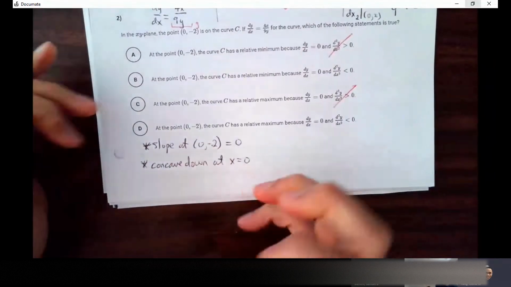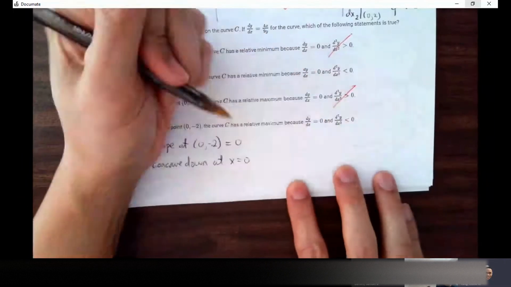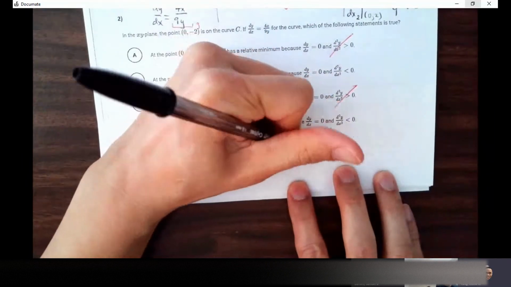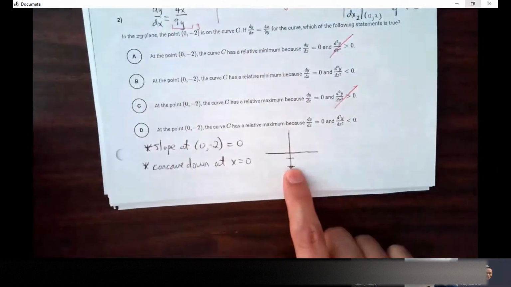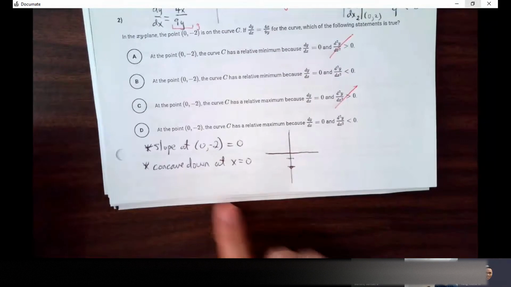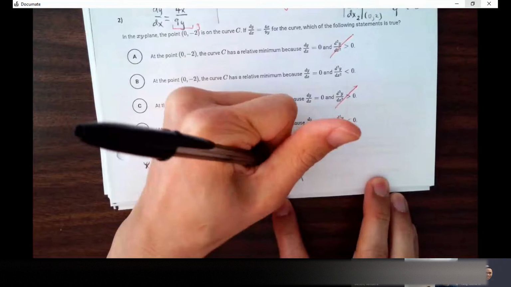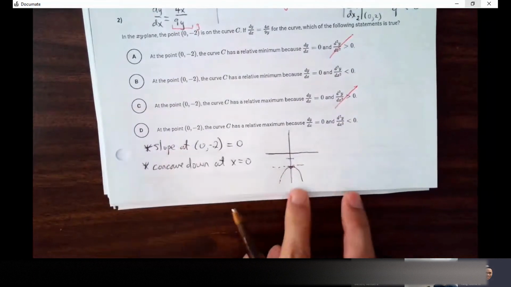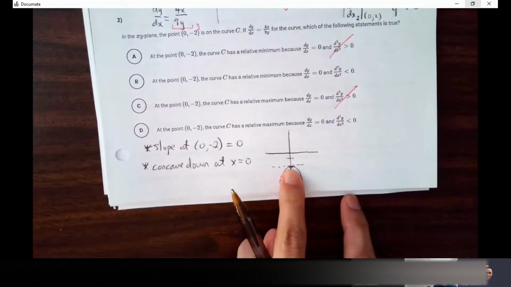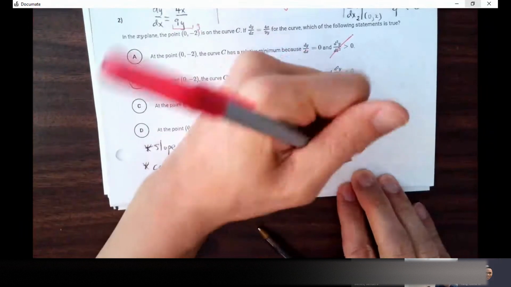So if we can imagine these two pieces of information pairing together to be part of the same graph, then imagine a graph that looked like this, 0, -2. We know there's a slope 0 at this point and it has to be part of a concave down graph. So the only way that we can have a slope 0 and concave down is if the graph actually looked like this, right? And if the graph is concave down with the slope 0, we can conclude that point must be a relative maximum. And this is an application of the second derivative test.